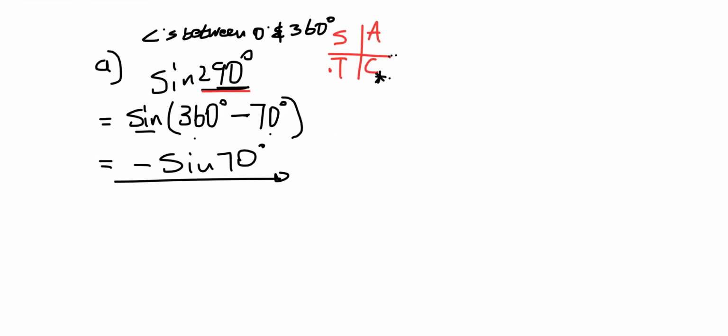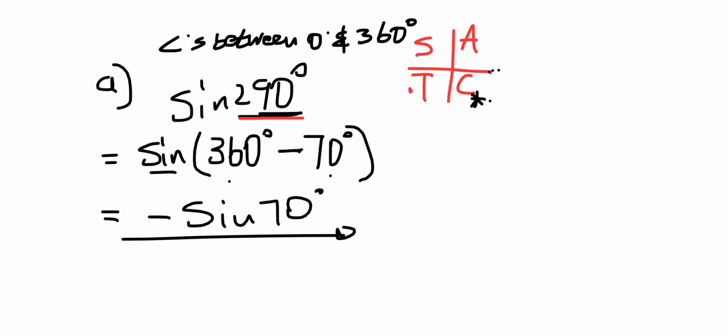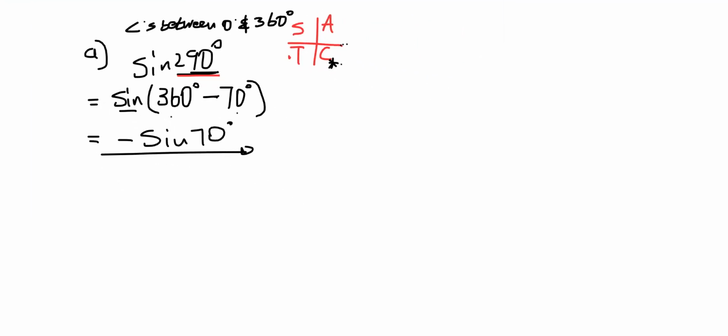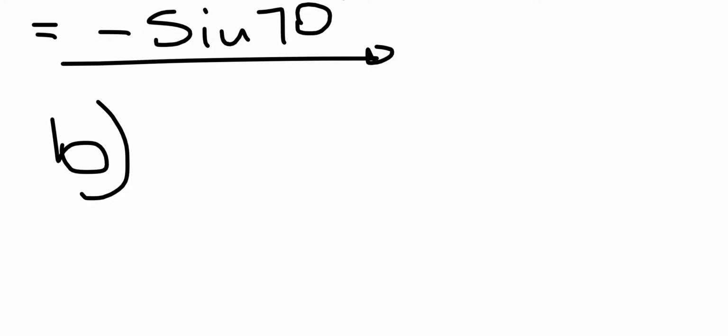I hope that makes sense. If you want to prove that what I've done is correct, just say sine 290 degrees equals negative 0.9396, then again say negative sine 70. Check if it gives you the same answer. Yes, it does give you the same answer. That's how you confirm that you have done correct calculations. So let's do another example.